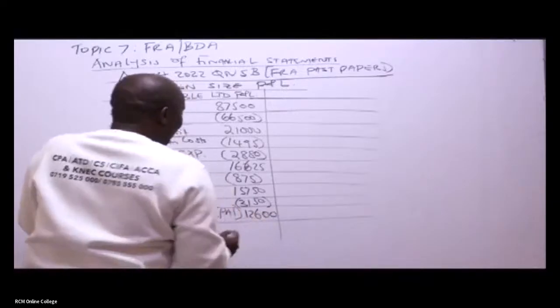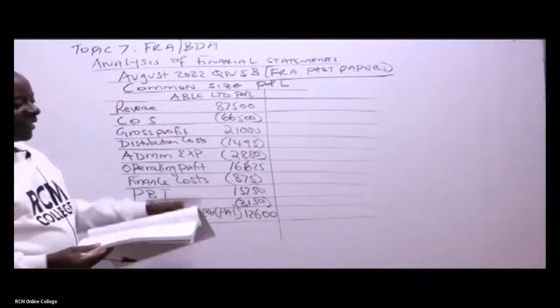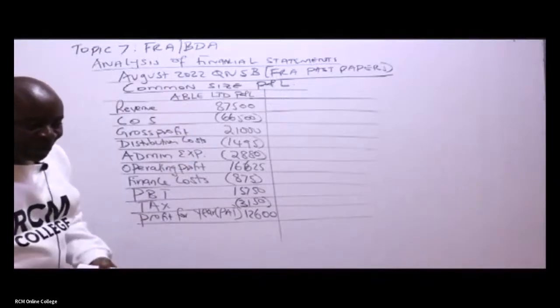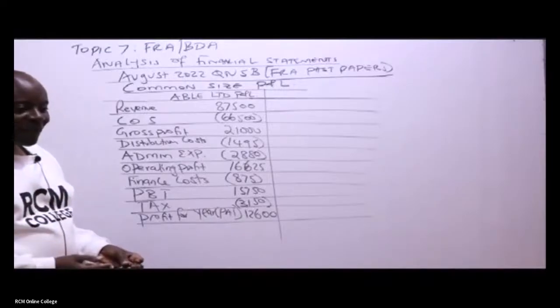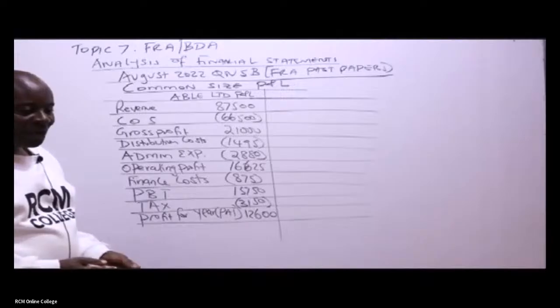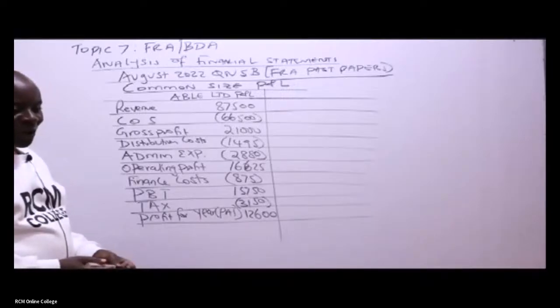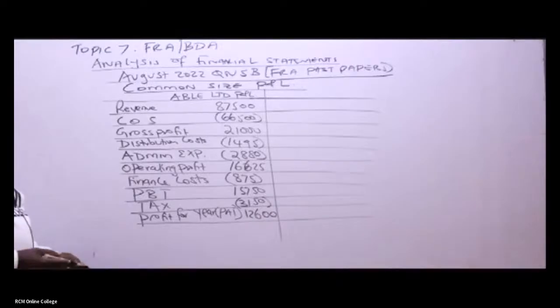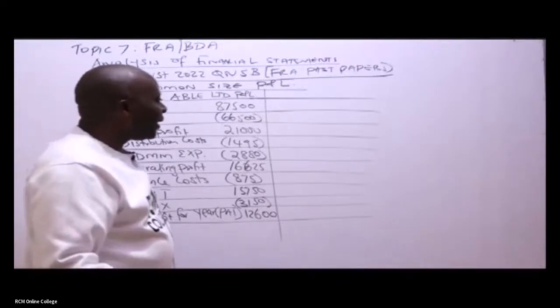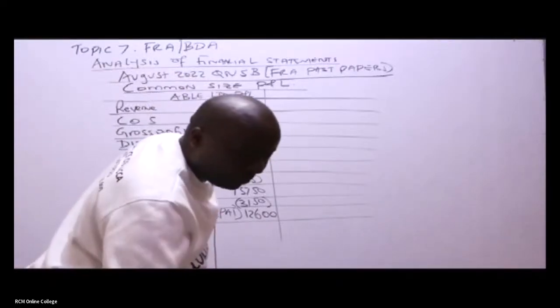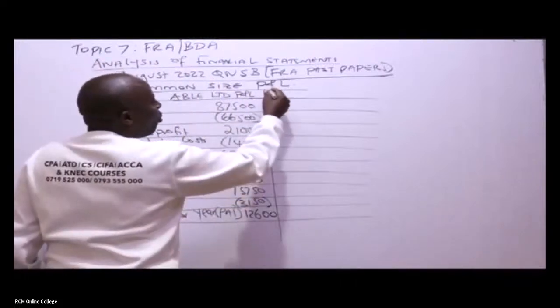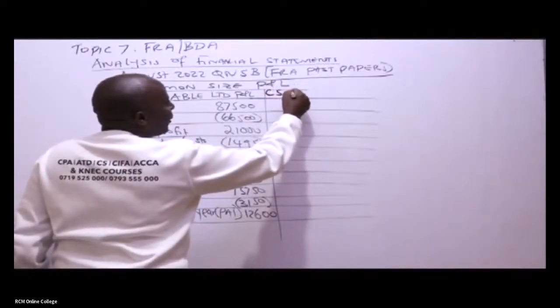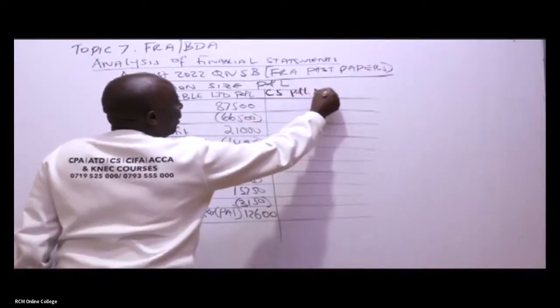So the FRA students, have you been able to copy this? Have we been able to copy up to here? Thank you so much, Carol, for sharing the Excel. Yeah. So then after reaching here, ladies and gentlemen, I would want us to come and do our common size P and L for ABO. Common size P and L, ABO.